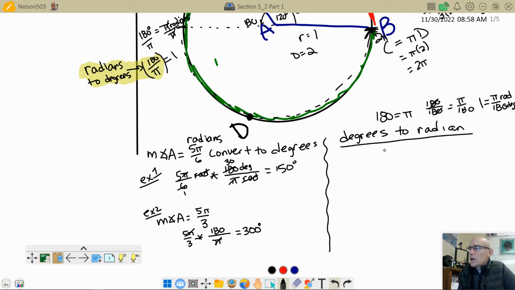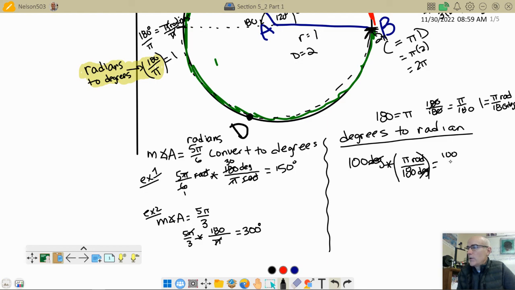So let's say I had, I don't know, like 100 degrees, okay? And I want to convert that to radians. So I multiply by a special form of 1, something equivalent to 1. I'm going to multiply by pi over 180 because degrees are in the denominator, radians are in the numerator. The degrees here are going to divide out.